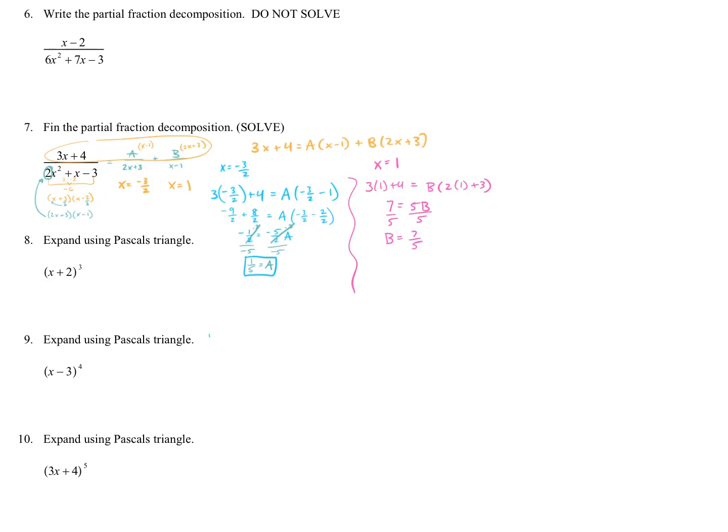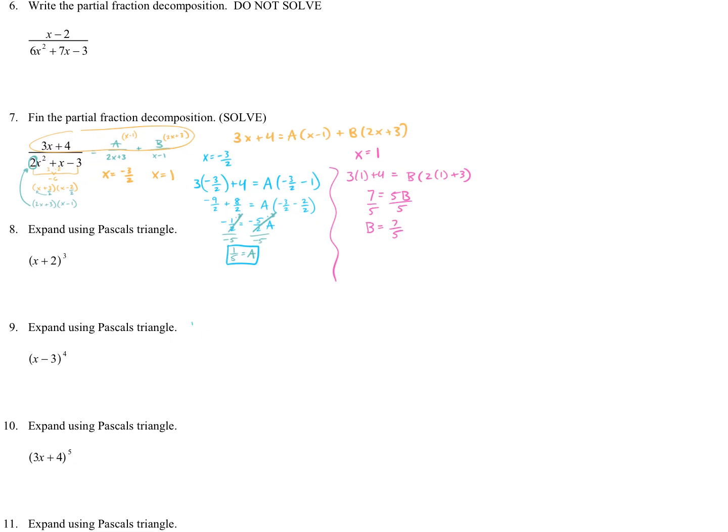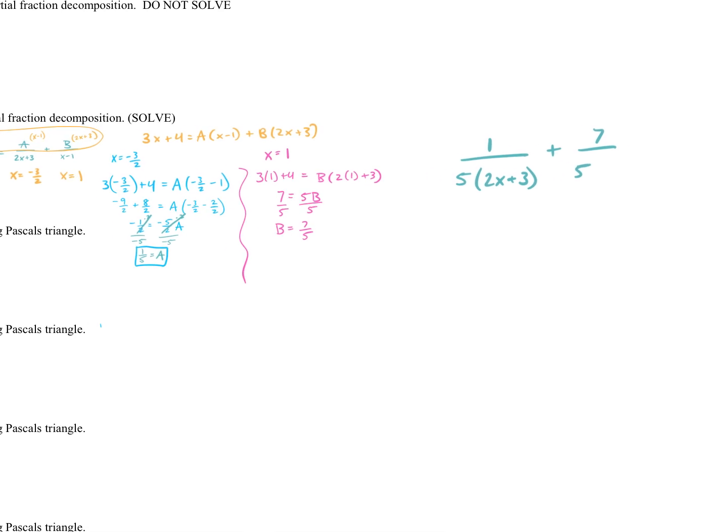Last thing we want to do is plug it into our fraction. Make sure you plug a into a and b into b. I've said it 100 times. Every single time we do this, I remind you, plug a into a and b into b, and people still mix them up on the quiz. Numerator stays in the numerator. Denominator goes to the denominator. So for a, we have 1 over 5 times 2x plus 3. Then for b, so plus 7 over 5 times x minus 1.